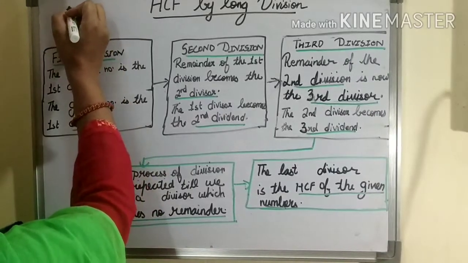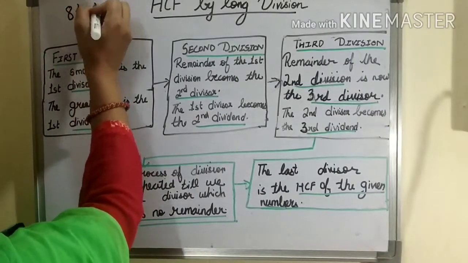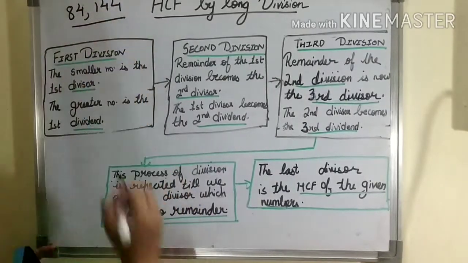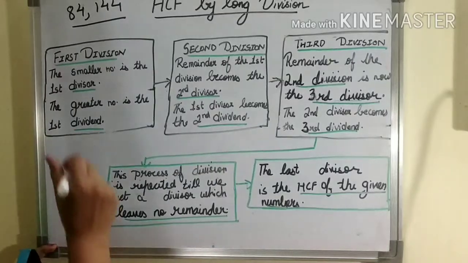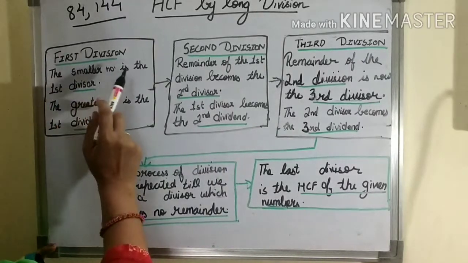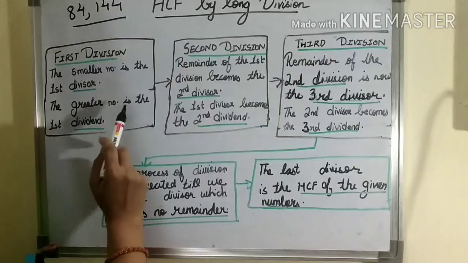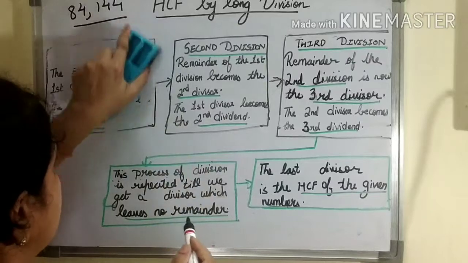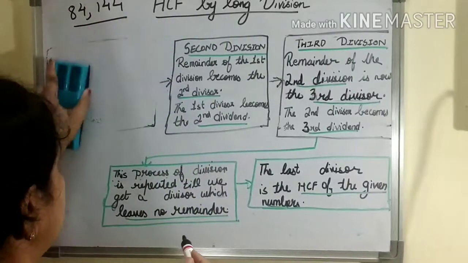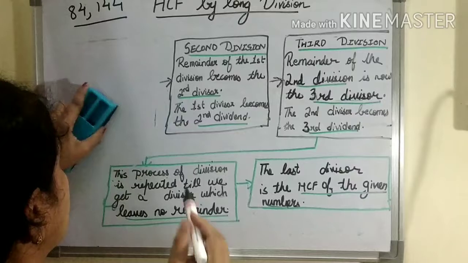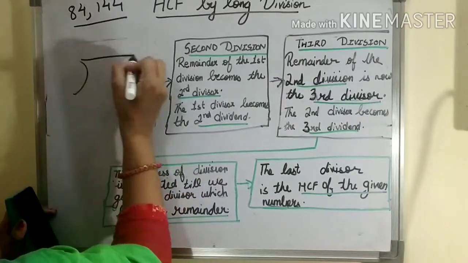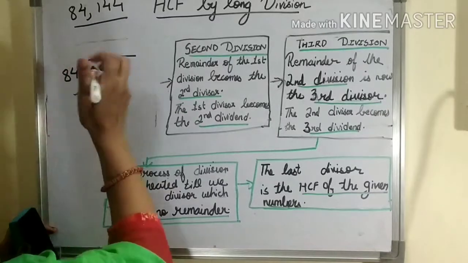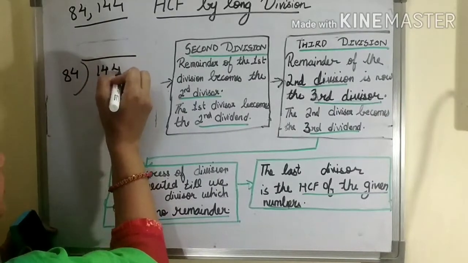For example, suppose you have to find the HCF of 84 and 144. So, in the first step, the smaller number is the first divisor, the greater number is the first dividend. I am rubbing the first step and I will perform the division here. According to the steps, which is the smaller number? The smaller number is 84. So, 84 is the first divisor, and 144 will be the dividend.